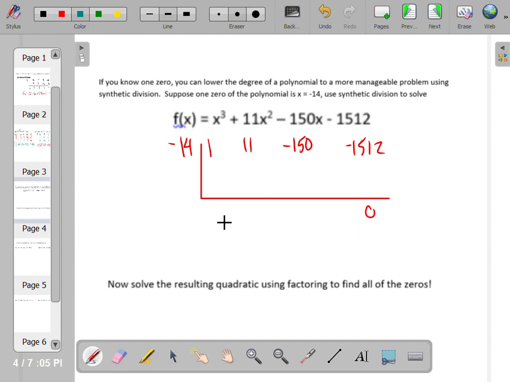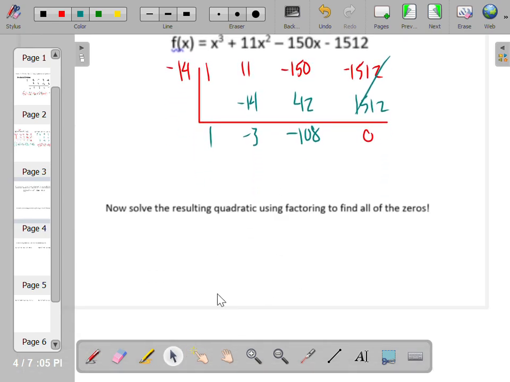So let's try it. Bring the 1 down, multiply, add. Multiply, negative 150 plus 42 is negative 108. Multiply now. I don't have my calculator right now, but let me just type, okay, I got one right here. 1,512, good. That is 0, good. When you multiply 14 times 108, you get 1,512. So now what we've got is a quadratic: x squared minus 3x minus 108.